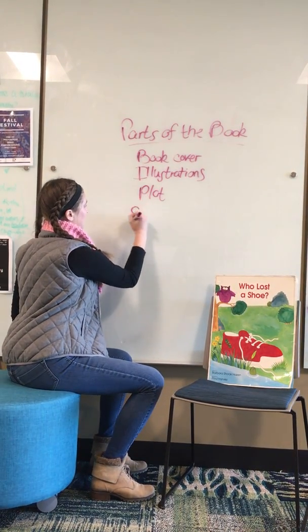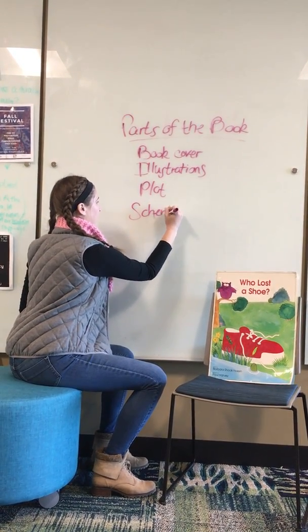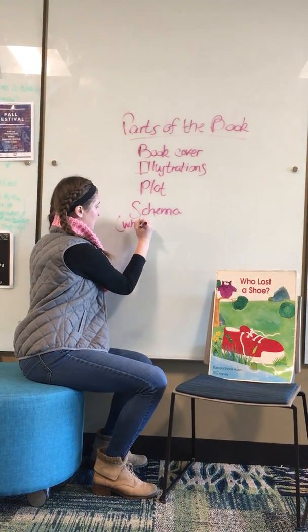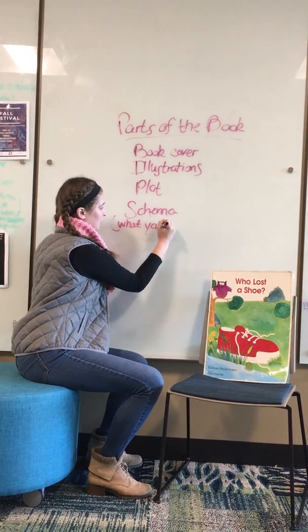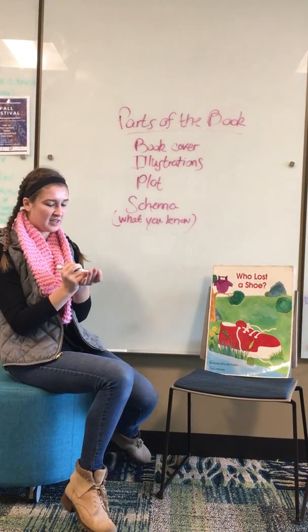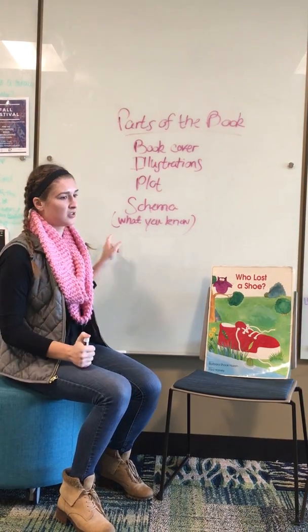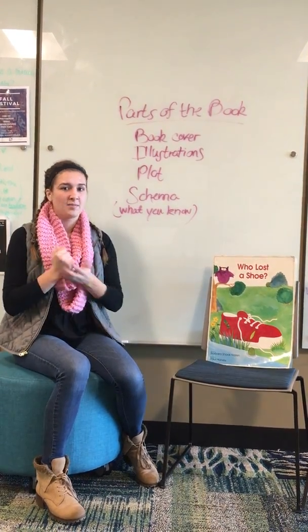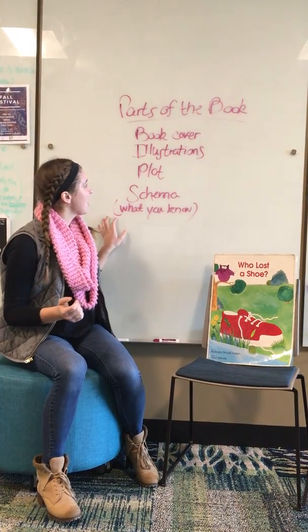And schema is a big word too. But schema is basically what you know. So that is really helpful when you make predictions, thinking about what you already know. So you can say, okay, well, I wear shoes. If I were to lose my shoe, where might it be? So you can think of different things like that as we read the story.